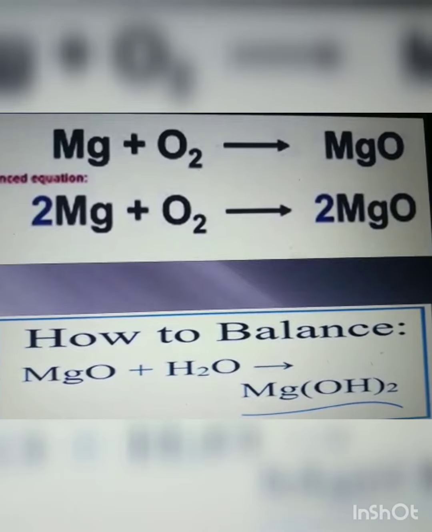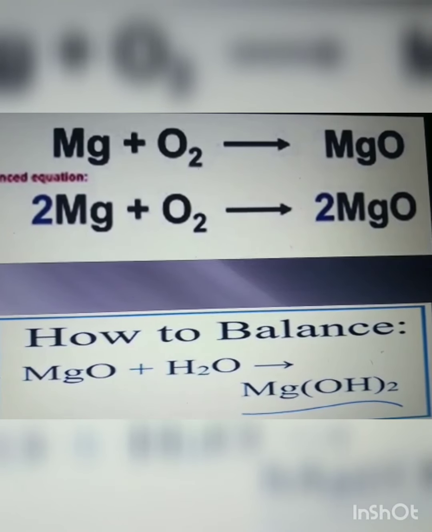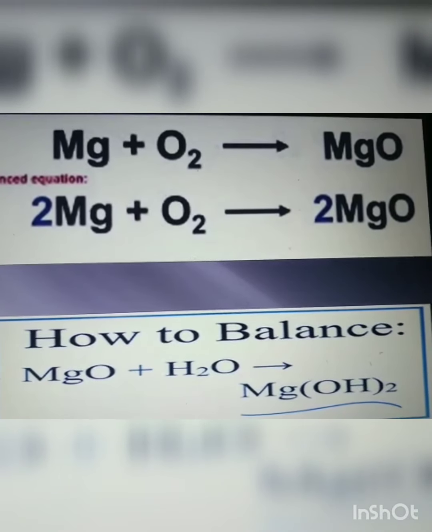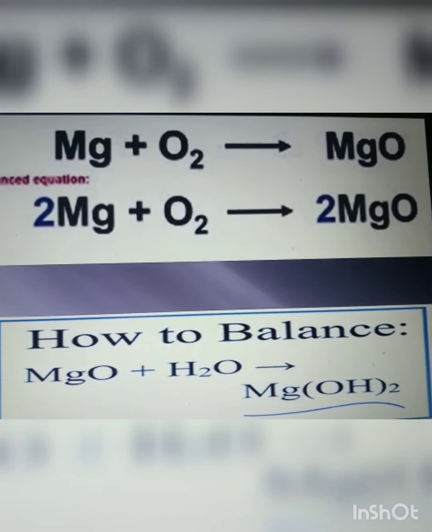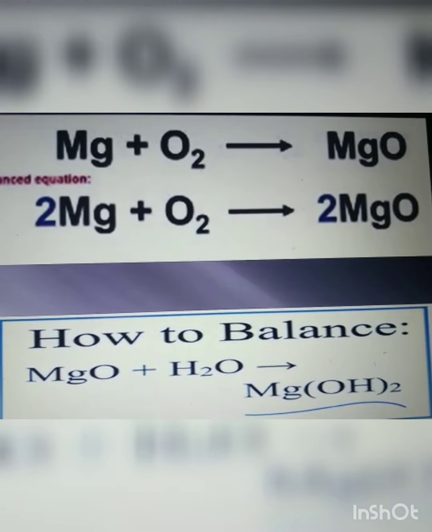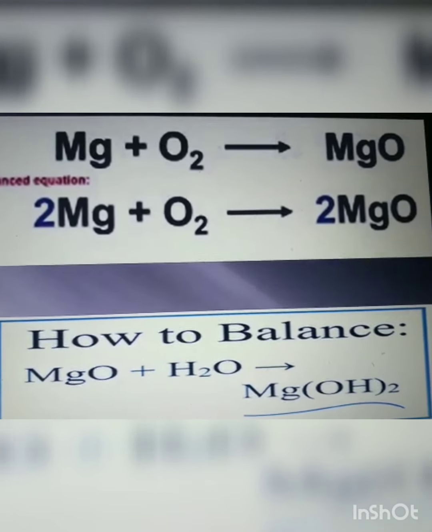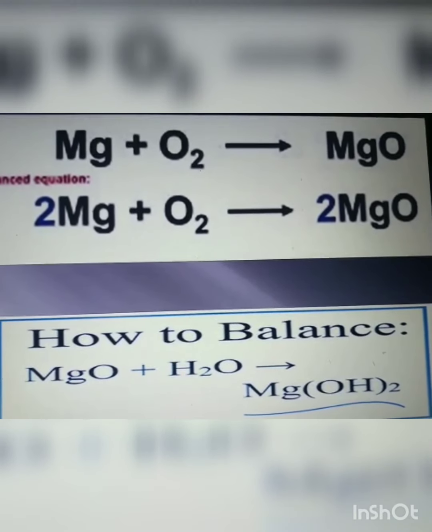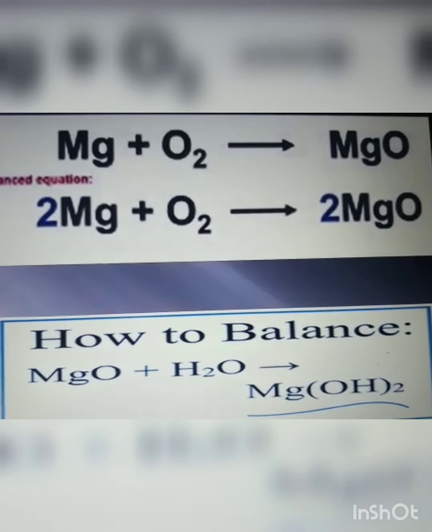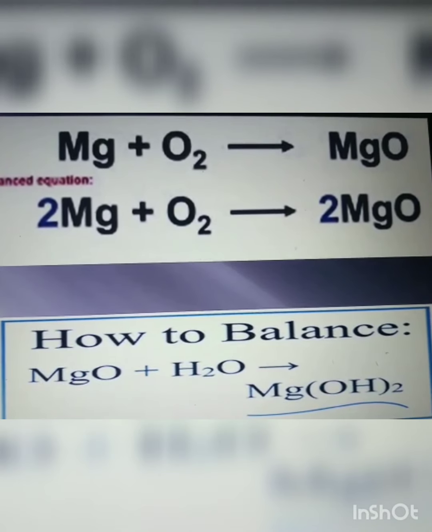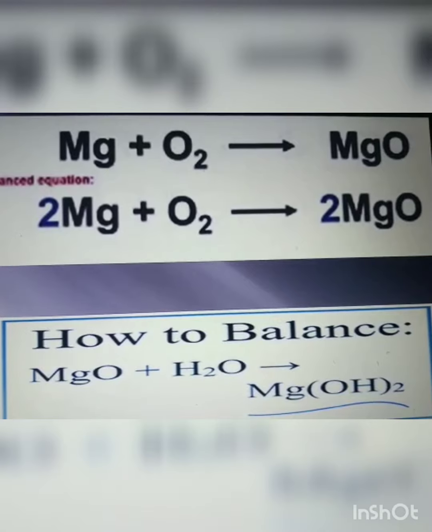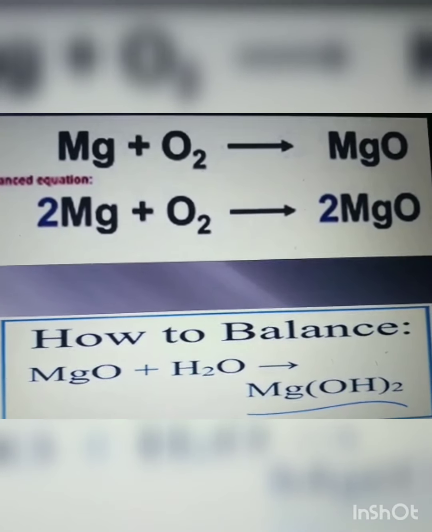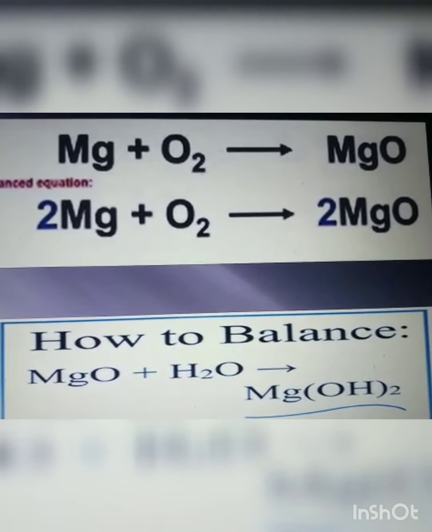Now check the number of atoms towards the product side or right hand side. See student, magnesium, it's 1. Then oxygen and hydrogen. It means oxygen, how many atoms? That is 2. And how many atoms of hydrogen? That is also 2. Now check the number of atoms in the left hand side as well as in the right hand side, or reactants as well as in products.